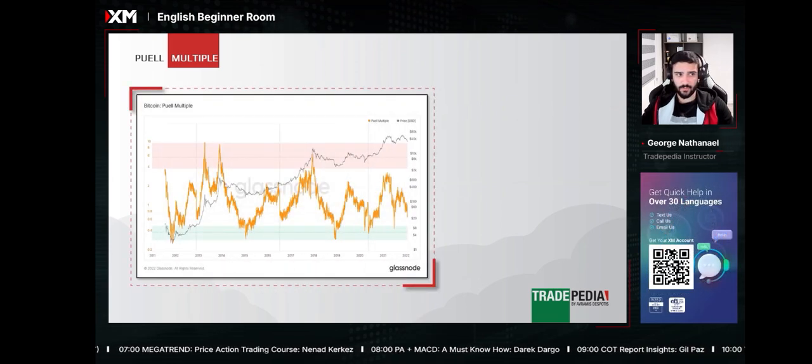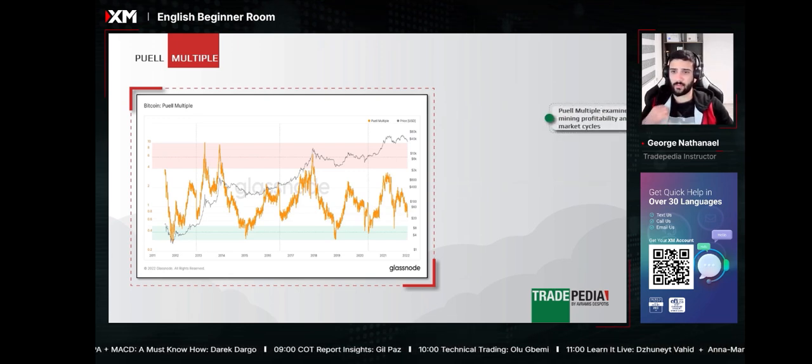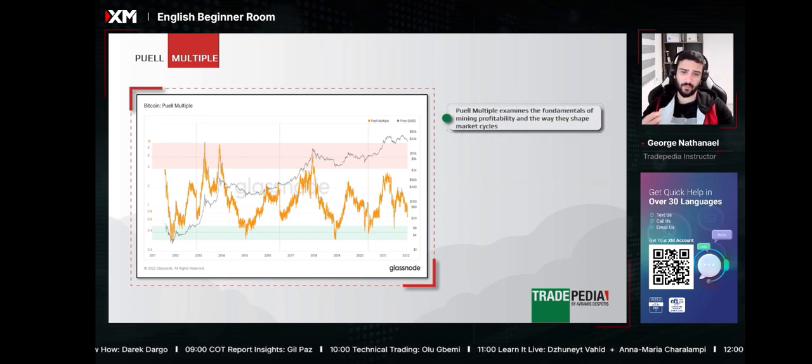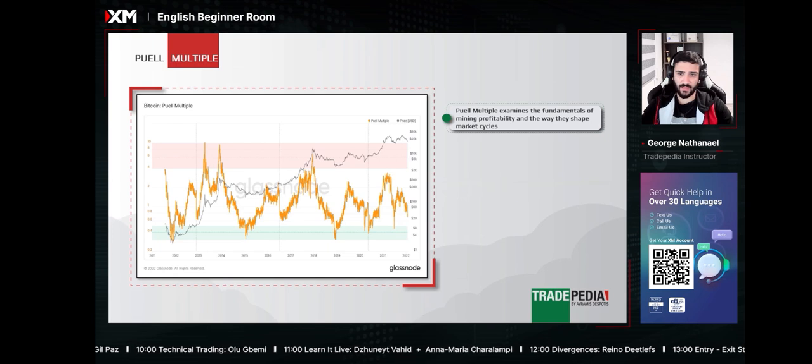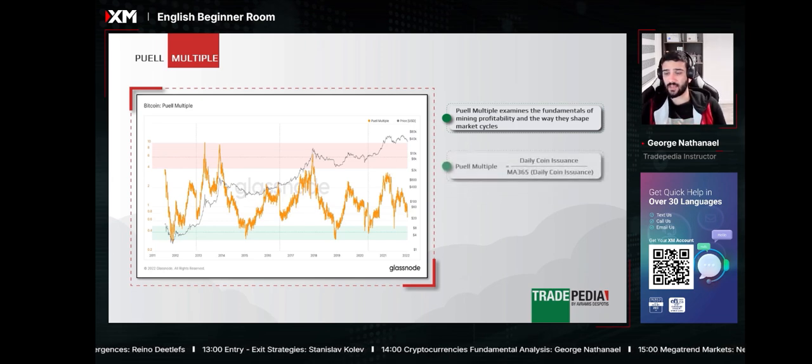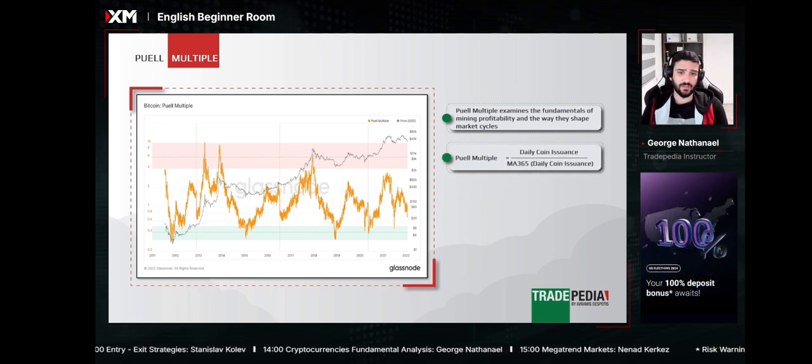Now, MVRV... sorry, the Puell multiple, another great metric. The Puell multiple examines the fundamentals of mining profitability and the way they shape market cycles. Now, it's calculated by dividing the daily issuance value of bitcoins, in dollars, by the 365-day moving average of daily issuance value.